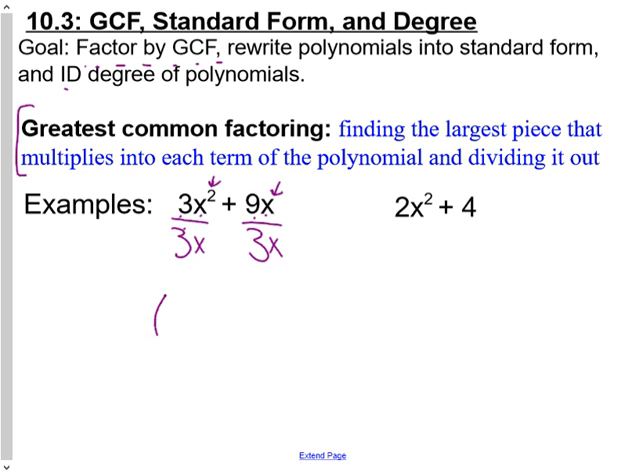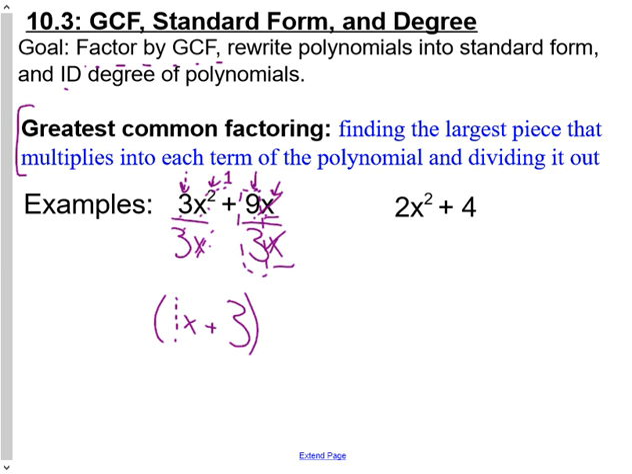And what do we have left? Number first, 3 divided by 3 is 1. And then x squared divided by 1x, one of those x's is going to go away. So subtracting 1, I'll have 1x left over. Next piece, 9 divided by 3 gives us 3. And then x over x is 1, so they would cancel each other out. And so I get 1x plus 3 is left over.